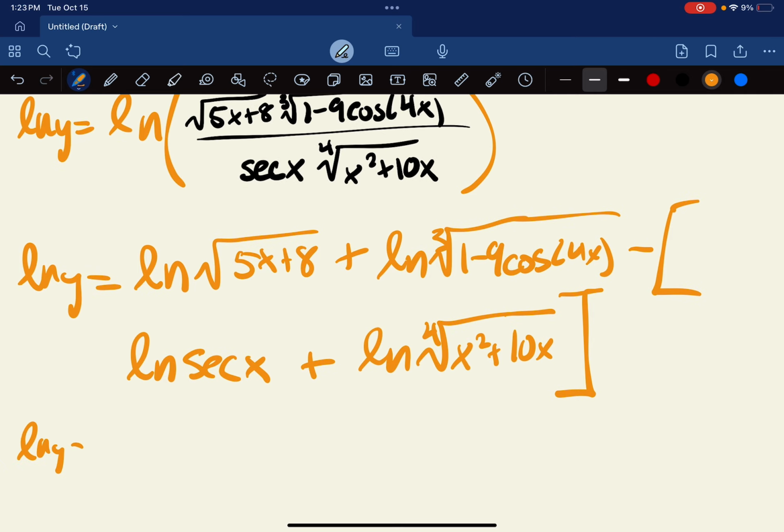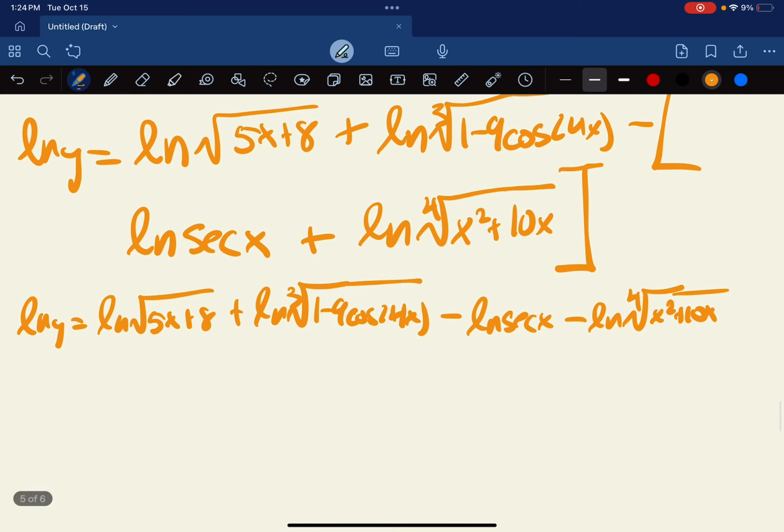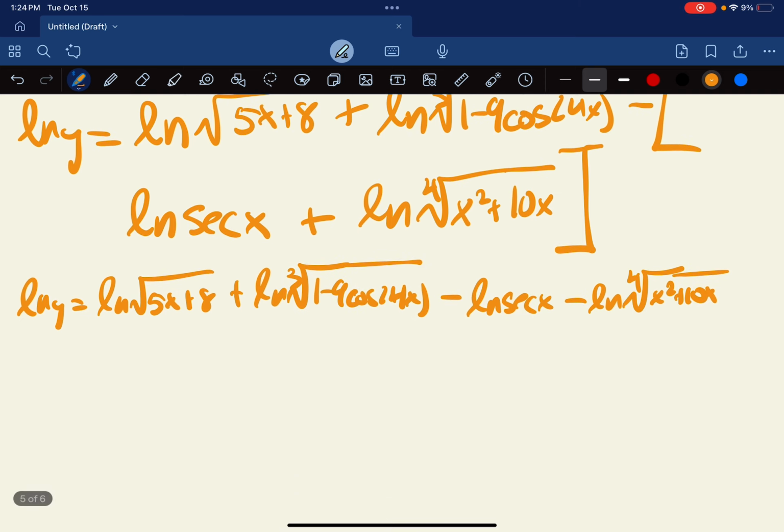So really what ends up happening is we get ln of the square root of 5x plus 8 plus ln of the cube root of 1 minus 9 cosine of 4x. And then we've got minus ln secant x minus ln of the fourth root of x squared plus 10x. Okay, so then, derivative of ln y is going to be dy dx over y equals, and then we can rewrite this as to the 1/2. We can rewrite this as to the 1/3.